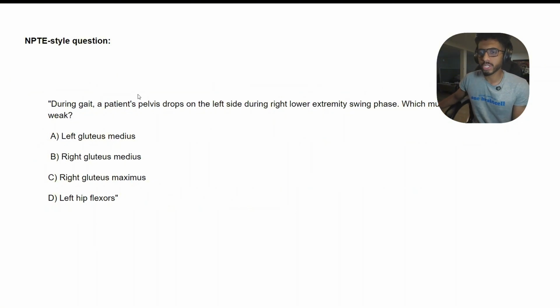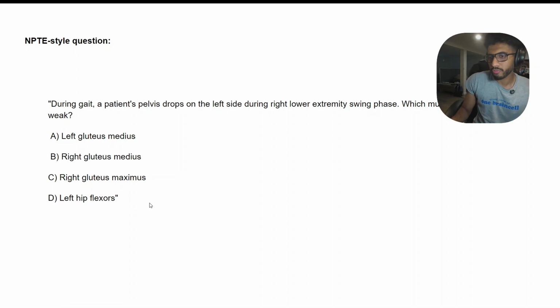So we can do a question on that. During gait, a patient has a pelvic drop on the left side during the right lower extremity swing phase. Which muscle is most likely weak? So the left side is dropping. What is happening here? Is it the left gluteus medius, the right gluteus medius, the right gluteus maximus, or the left hip flexors?